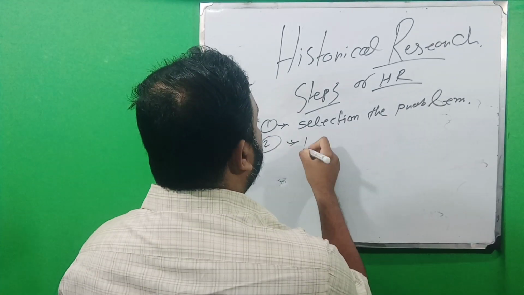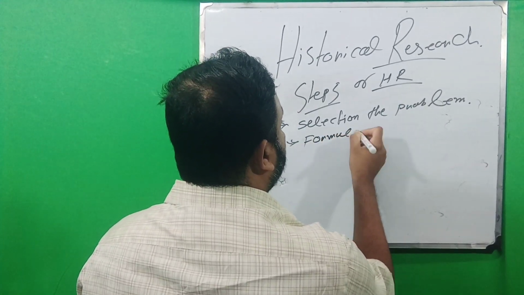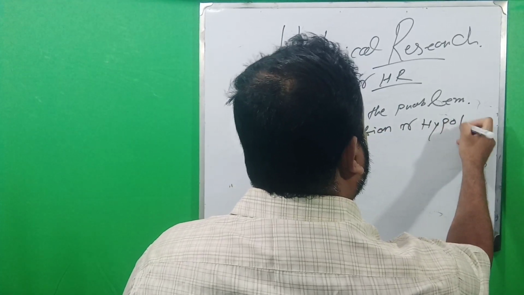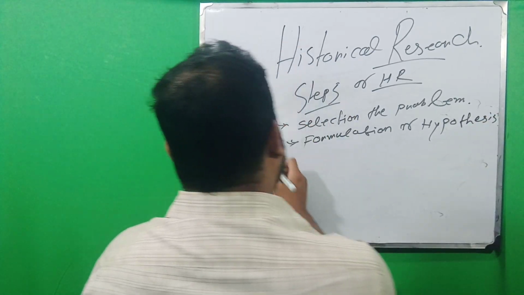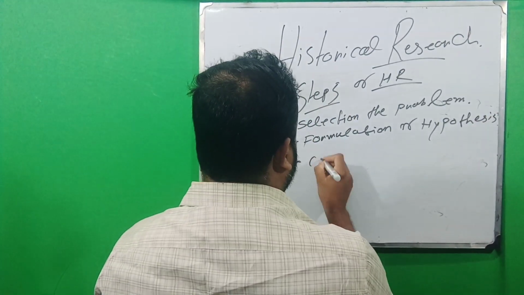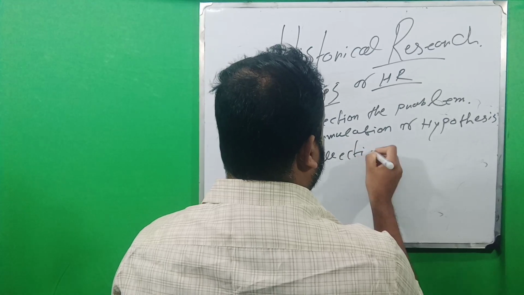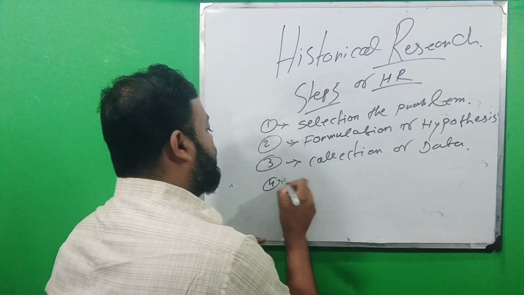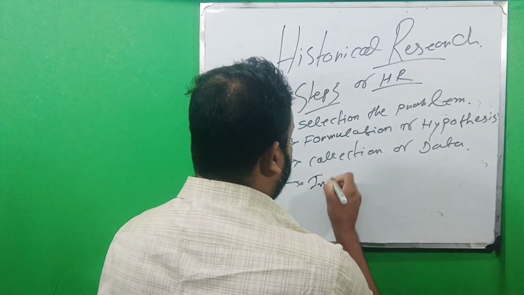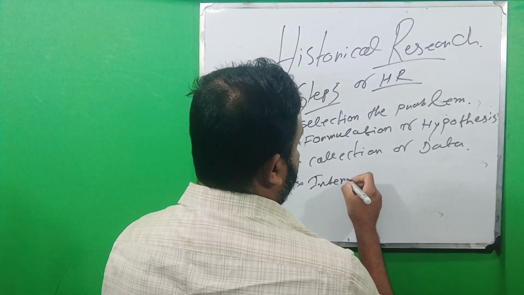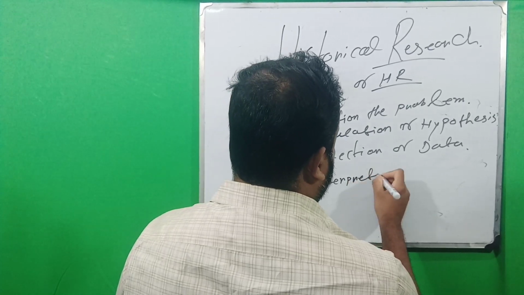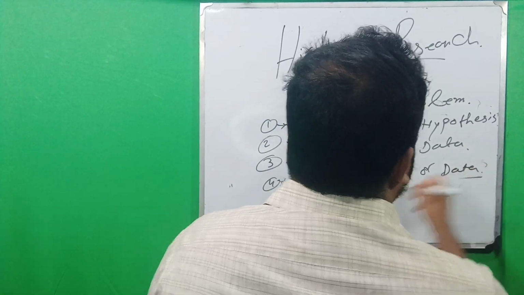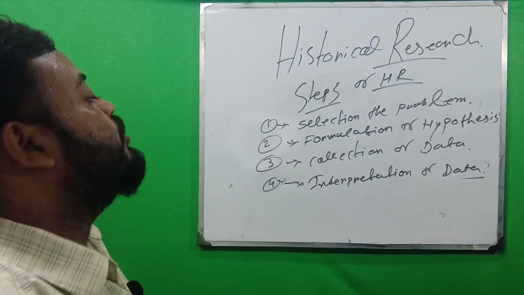Number two, formulation of hypothesis. Number three, collection of data. Number four, interpretation of data. So those are the steps of historical research.